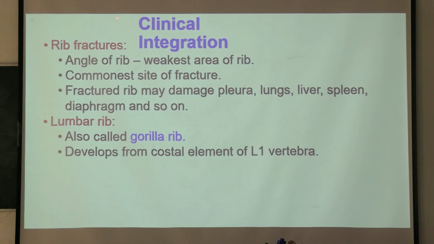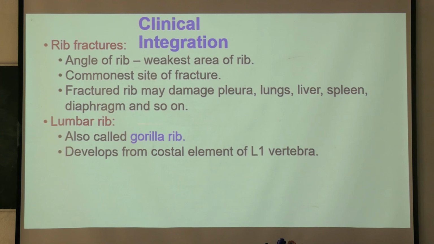Next clinical aspect is rib fractures. What are the common sites of fracture? Angle of the rib is the weakest area of the rib. Okay, there is a sharp bend near the angle, so this is the most common site of fracture. And if fracture occurs, which structures will be damaged? A fractured rib may damage the pleura, lungs, liver, spleen, diaphragm, and so on. All these structures can be damaged in rib fracture.